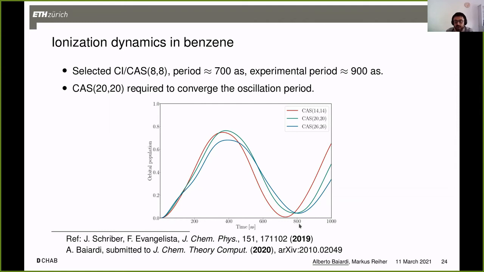But going from a CAS of 8,8, which would be the qualitatively good active space, to CAS 20,20 leads to an increase of the oscillation time by more than 100 attoseconds. So the electronic structure component of this phenomenon is not that trivial to simulate. And of course, here again, we are neglecting a lot of things, like the details of the molecular ionization and those vibrational effects. So the existing difference compared to experiment is probably due to this neglect.